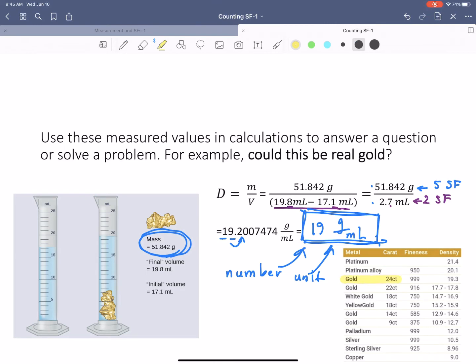And then we can check it against pure gold. Pure gold has a density of 19.3. We came up with a value of 19. So to 2 sig figs, that's the same value. This may be gold.